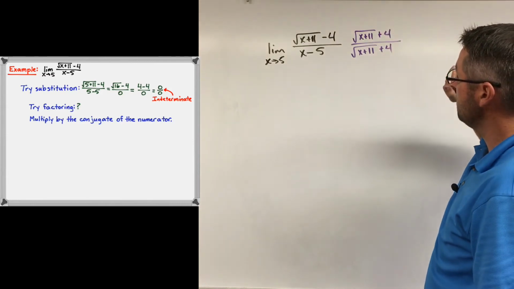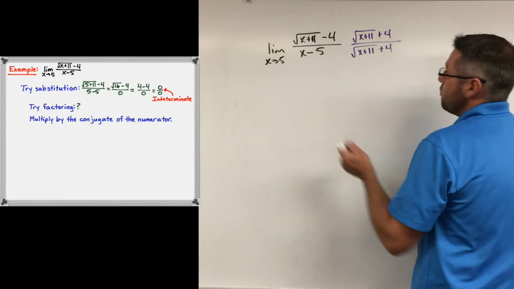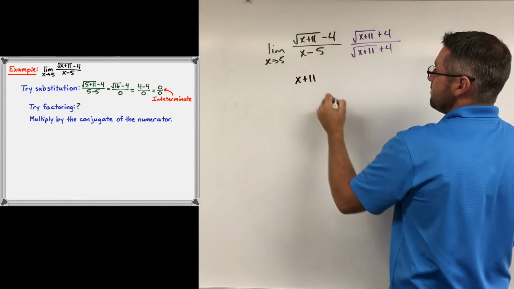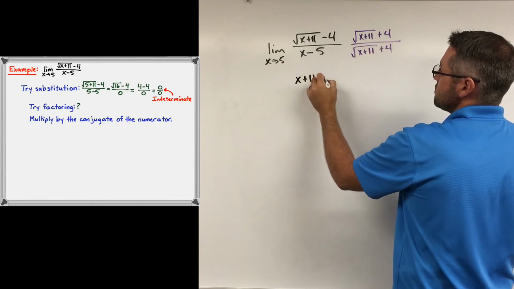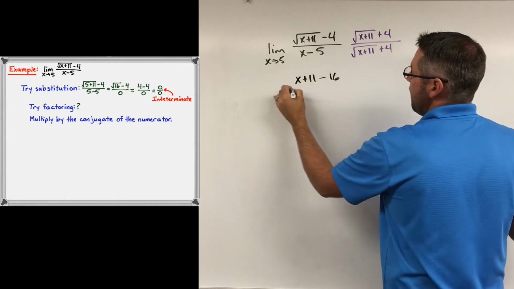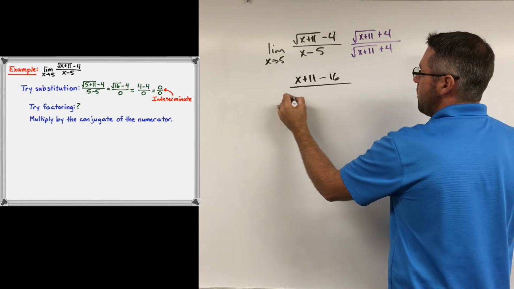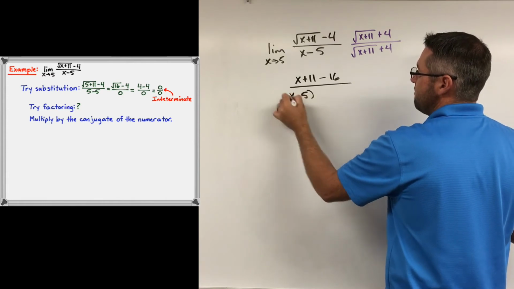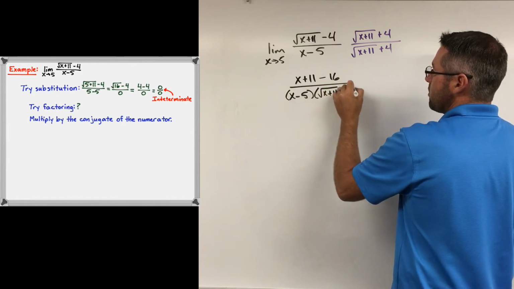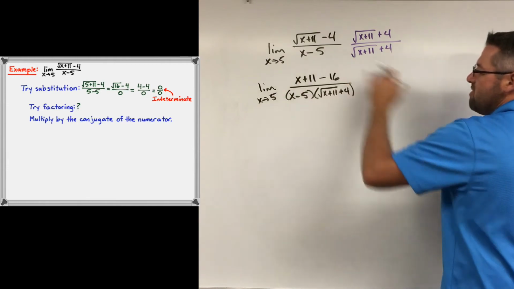Okay, and that's important. So now when we multiply all this out, rad x plus 11 times rad x plus 11 is x plus 11. And then this is a difference of squares, so it'll just be minus 16. Okay, I'm not going to do all the work on that. Now on the bottom, we could multiply these binomials out, but I'm not gonna, and you're going to see why in a second. I'm just going to rewrite it, x minus 5 times rad x plus 11 plus 4. So we're taking the limit as x approaches 5 of that guy.